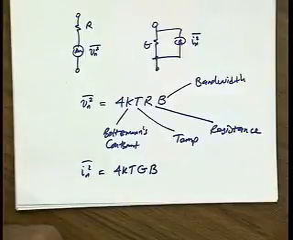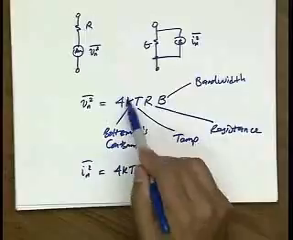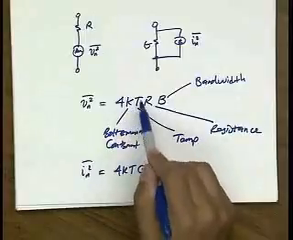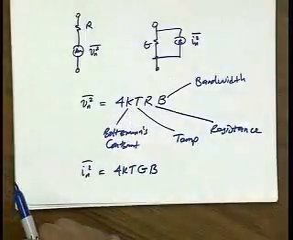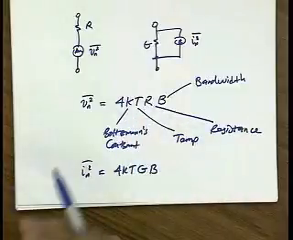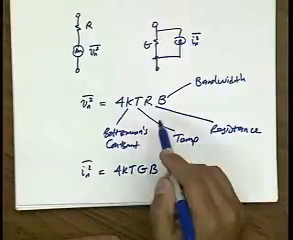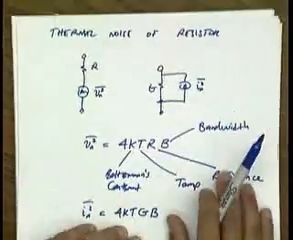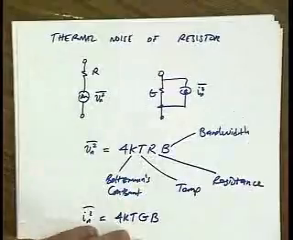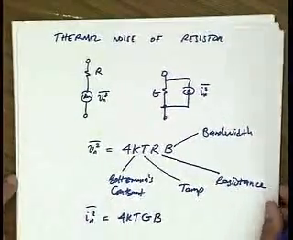Now this equation in some ways should be comforting because it has kT in it, right? Because we know that kT is related to thermal energy, right? It's the thermal energy associated with a degree of freedom in a system. And because this is thermal noise, this is due to the random energy that carriers have, you would expect kT to pop up somewhere. Okay.